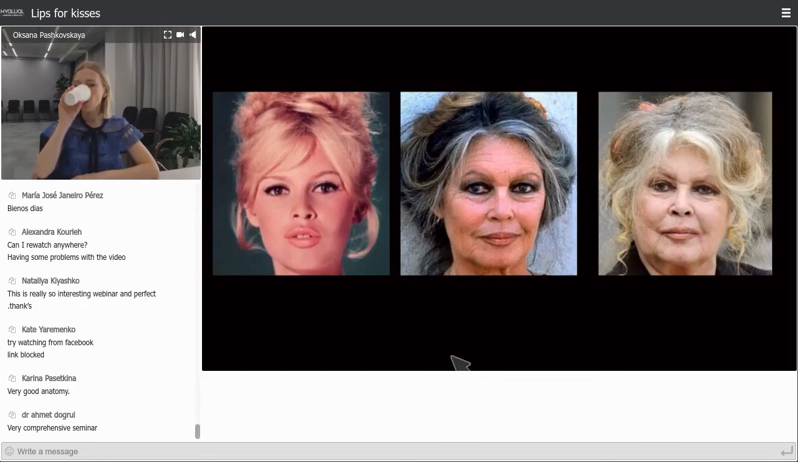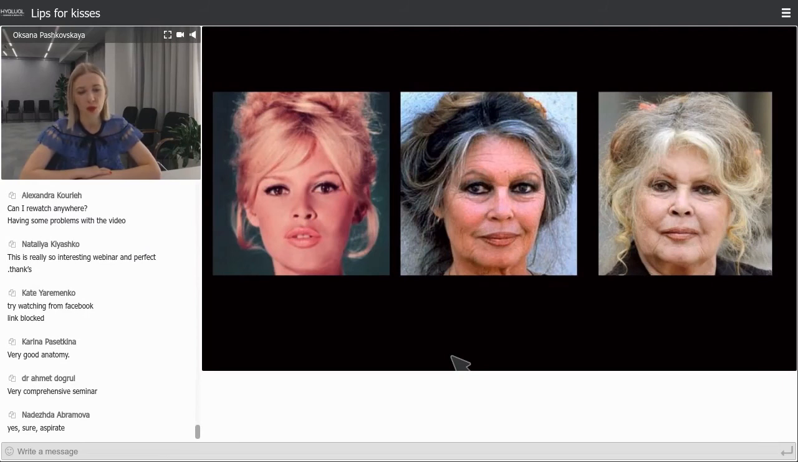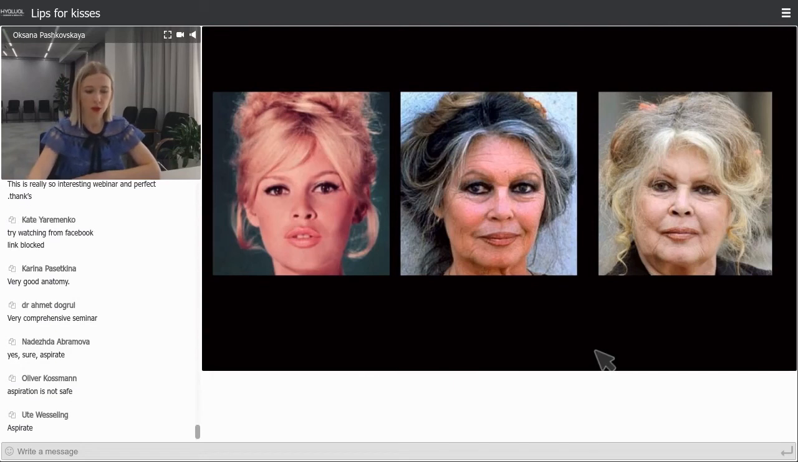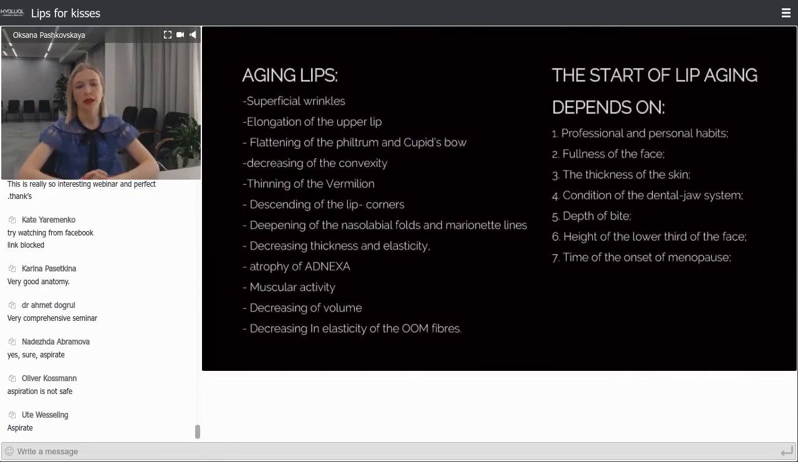And finally, lip aging. Look please at Brigitte Bardot. She's also, I think, very stunning, one of the most beautiful women in the world in her days. And look at her in different age categories, and pay attention to the lips and perioral area. We see the aging of lips, and we could make a conclusion about what happens with aging.